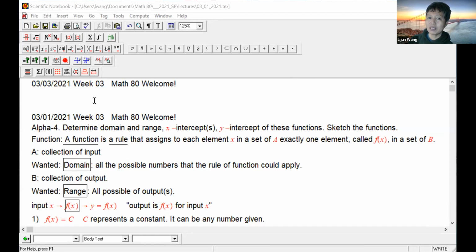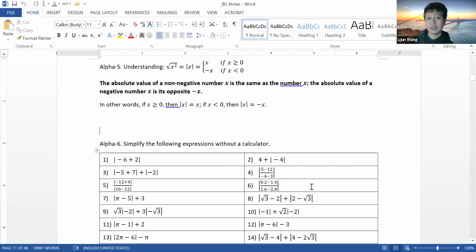I gave you a little quiz about this. That quiz was out yesterday. It's about understanding this idea, alpha 5. So you guys are looking at alpha 5 over here? Does everybody follow me? Do you see alpha 5 right here? Yes?